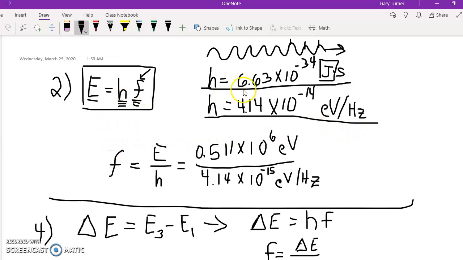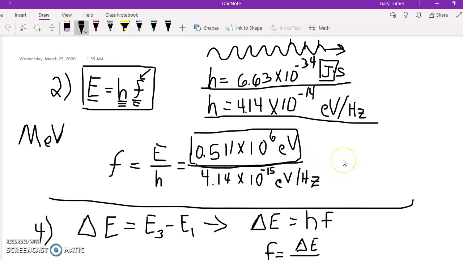Now, what we want to do, we're given in this particular problem an electron of 0.511 MeV. And so I'll put that over here. MeV stands for mega electron volts, mega meaning million, so I have 0.511 times 10 to the 6th electron volts. And so I'm going to put that right here, and then I'm going to use my equation and divide both sides by h to get the frequency.